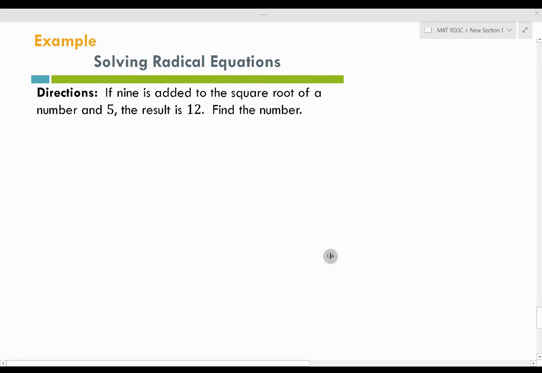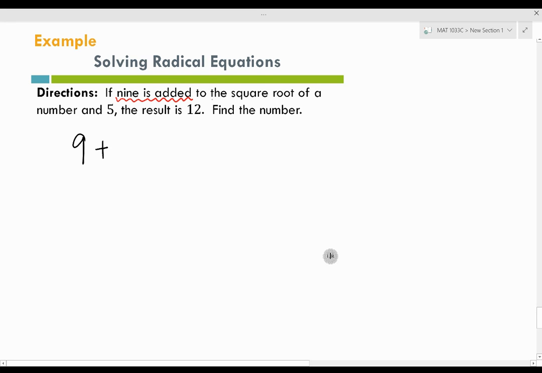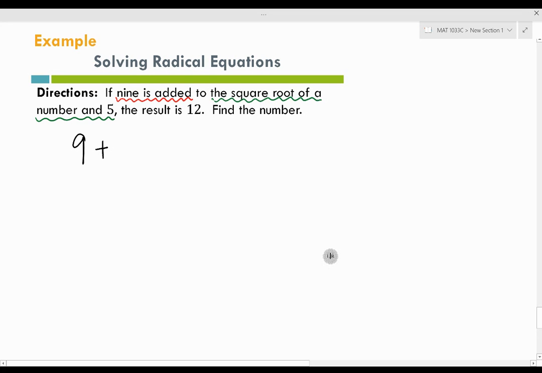The problem says if 9 is added. Added means addition. So we're going to write 9 plus. The next part says the square root of a number and 5. Because you don't know what that number is, you're going to let a variable stand in its place. So the square root of a number, I'm going to call it x, and 5. And is a keyword for addition.